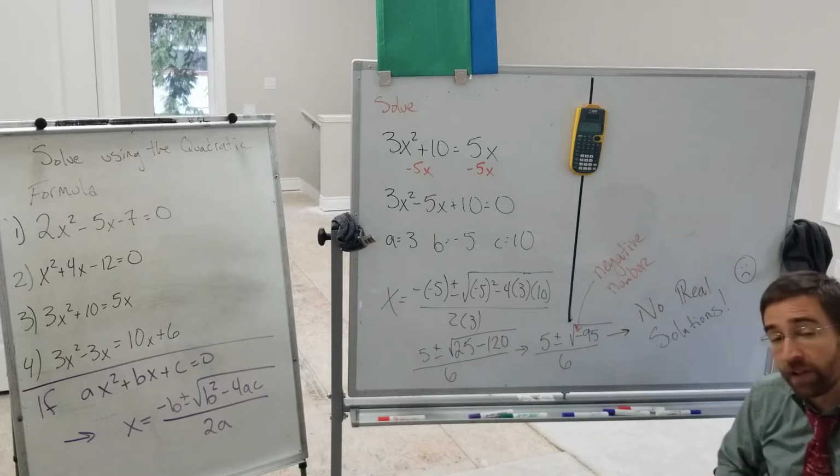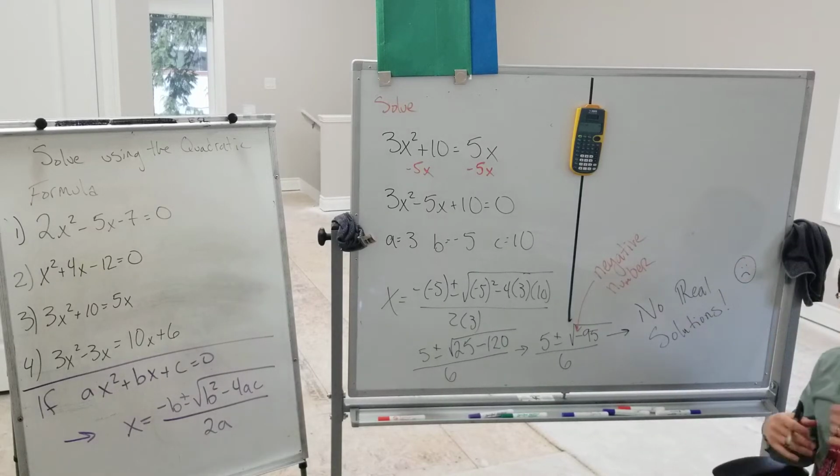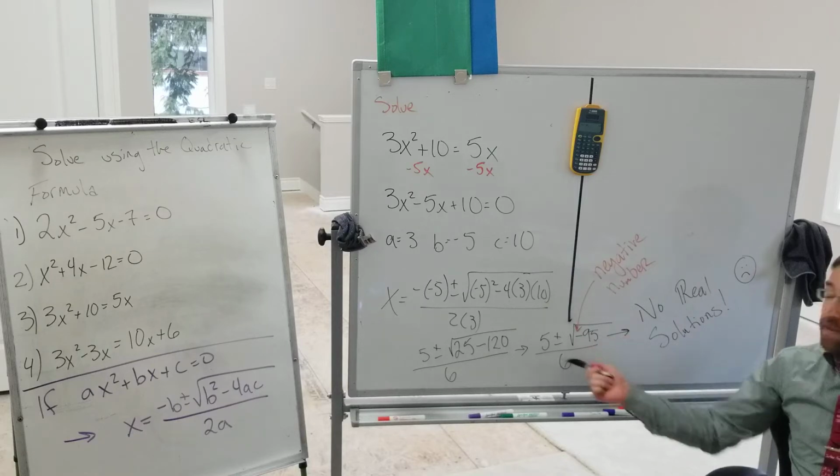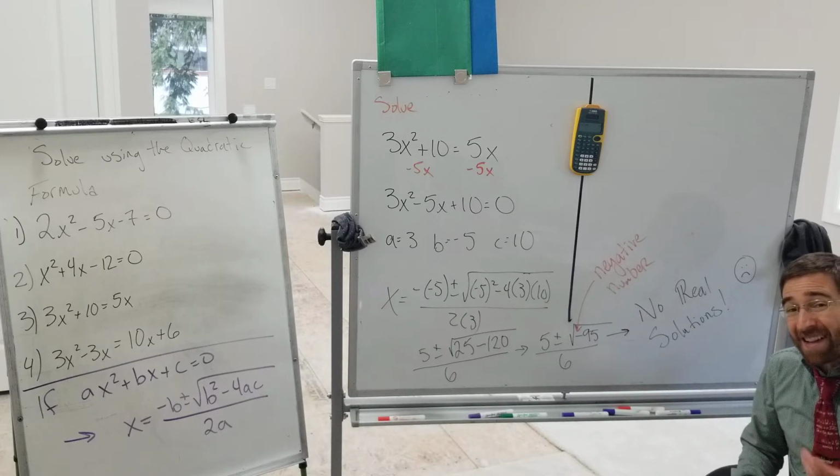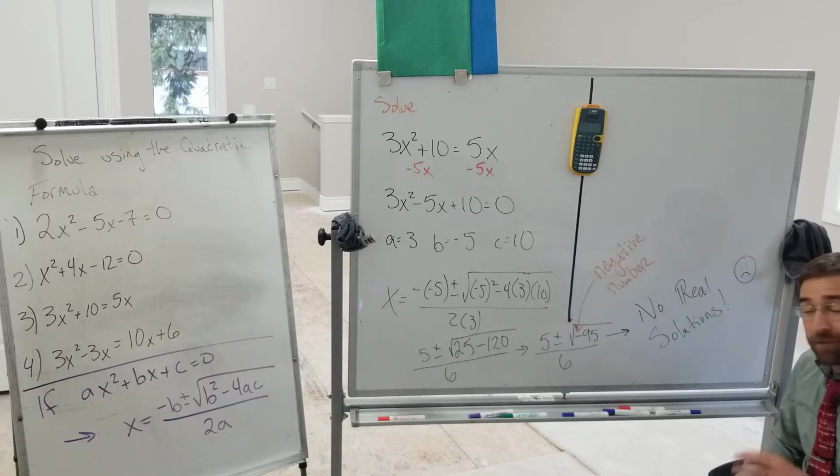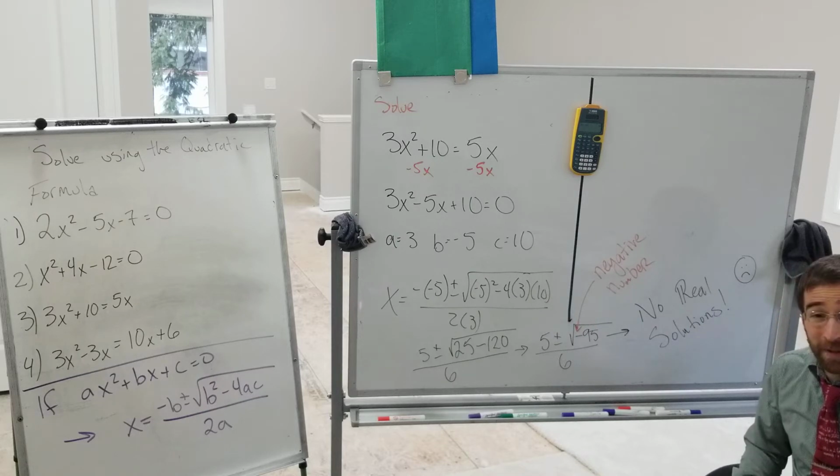In Algebra 2, you're going to learn about complex numbers that involve real and imaginary numbers. The answer to this is a complex number, which means it has an imaginary part. Don't worry about that right now. That's something for Algebra 2.